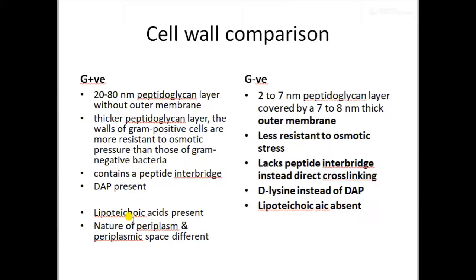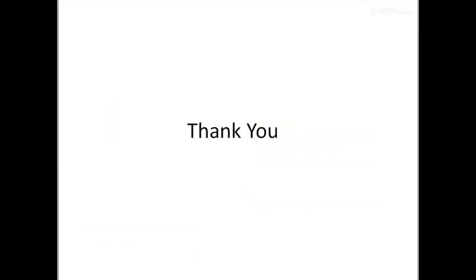And other than that, you can see that diaminopimelic acid has been present in gram-negative bacteria, but that has been replaced by lysine in gram-positive bacteria. Lipoteichoic acids are being present in the case of gram-positive, but absent in the case of gram-negative bacteria. And the nature of the periplasm and the periplasmic space has been found to be different in the case of gram-positive and the gram-negative bacteria. With this, we come to an end of the cell wall of gram-positive and gram-negative bacteria.